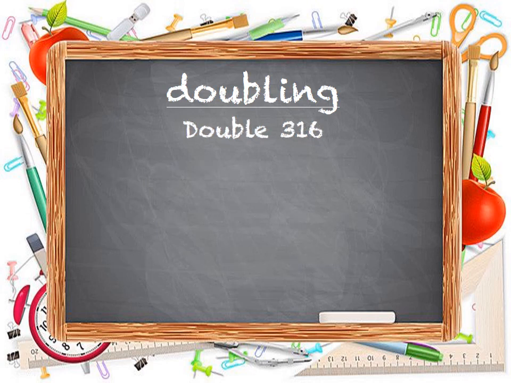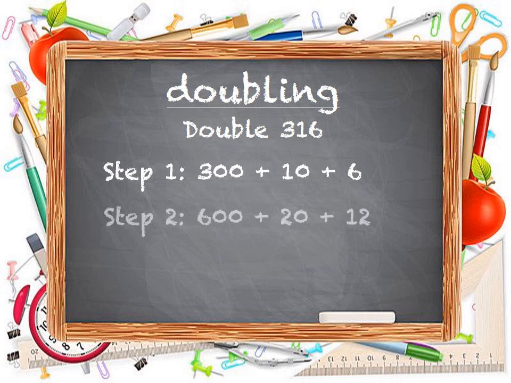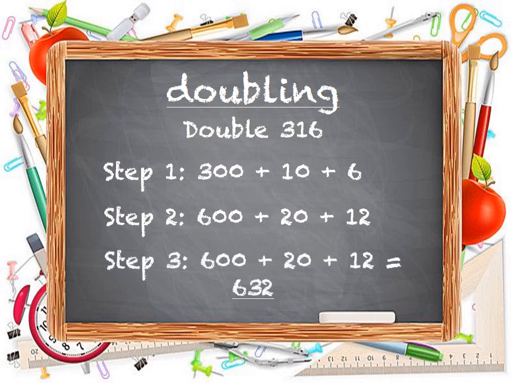Our next example is a bit more tricky, so you need to keep your thinking caps on. Step number 1, we break up the hundreds, tens, and units. So it's 300 plus 10 plus 6. Step number 2, we need to double the hundreds, tens, and units. So double 300 is 600. Double 10 is 20. Double 6 is 12. Step number 3, we add them all together. 600 plus 20 plus 12 is 632.